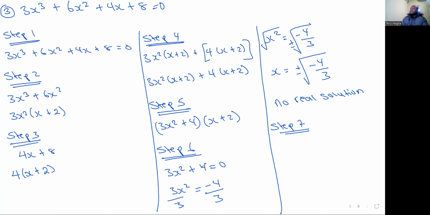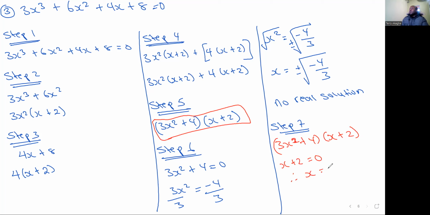So if you are asked to factorize, the final answer, you have to leave it like this, okay? It's gonna be 3x squared plus 4, and we have x plus 2. But if you're asked to solve for x, you just only equate x plus 2 to be equal to 0. So therefore, x will be equal to minus 2. So if you are meant to solve for x, the only real solution you're going to get is when x is equal to what? Minus 2.